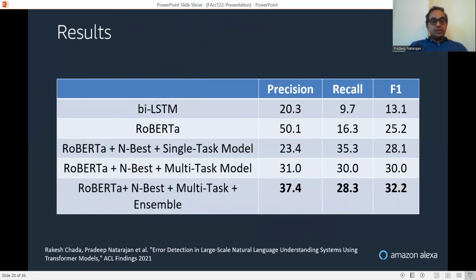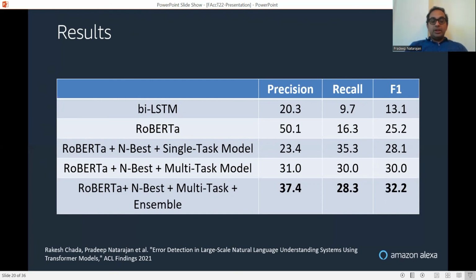So these illustrate the results that we were able to get. We initially had a BiLSTM, which is another language processing model that was popular in the community a few years ago. We found that it has an F1 score of about 13.1, fairly low for the particular domain we were building this model for. When we moved to the transformer-based RoBERTa model, we saw the F1 score improve from 13.1 to 25.2.